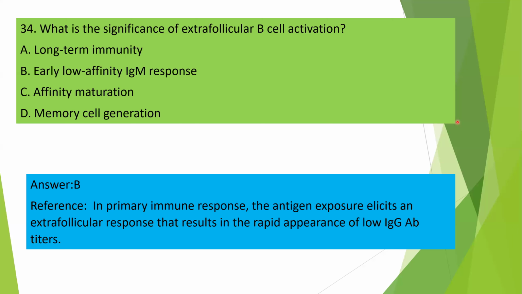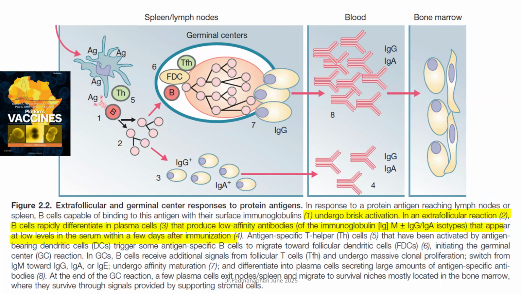In primary immune response, the antigen exposure elicits an extrafollicular response that results in the rapid appearance of low IgG antibody titer. I don't know how many times I should come back to this diagram. Again and again, I come back to this because in the primary response, it goes through here. It enters the germinal center. Can you see the diagram? Has it changed? In the primary response, it comes here, B cell, plasma cell, IgG, low affinity, goes into the blood. This is the same thing that happens in pneumococcal vaccine. It's only in the extra germinal center. In polysaccharide vaccine it cannot enter the germinal center, but conjugate vaccine does enter. But in the primary dose, it produces the germinal center, which may take 4 to 6 months to get produced.